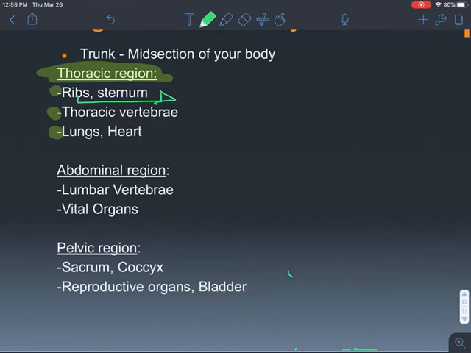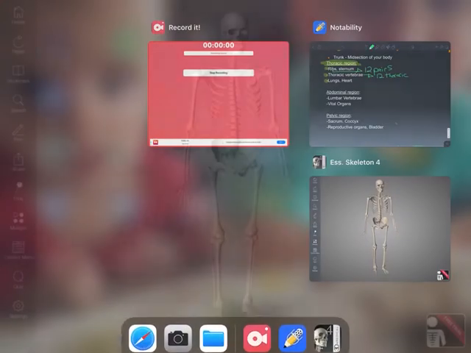So how many pairs of ribs do we have? Does anybody know? 12 pairs. So you have 12 total pairs of ribs. And if you need something to help you remember that, you have 12 thoracic vertebrae. So you have 12 pairs of ribs and 12 thoracic vertebrae, because each pair of ribs connects to a vertebra. Let me show you on here.